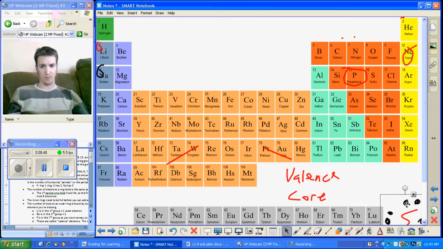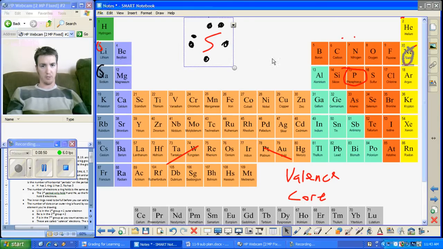Alright, so the answer for sulfur is it has 6 valence electrons, and top, bottom, left, right, and then pair up the other 2. So you should have 2 lonely dots. That means it needs to get 2 bonds somehow, 2 more electrons somehow. Which leads us to our next little section, which is becoming an ion.